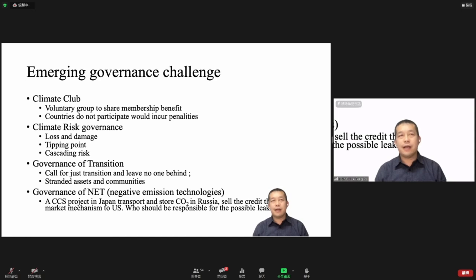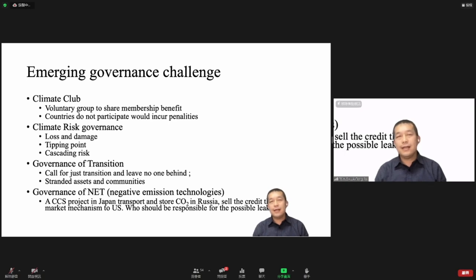And the second emerging challenge is climate risk governance, where we see more and more debate on loss and damage and increasing climate risk on different countries, and especially the tipping points and the cascading risk. And sometimes the risk is very transnational. So how we can manage those risks across country boundaries is also an emerging topic. And also the governance of transition, that in the frame of the acceleration of transition, we have winners and losers, and we need to focus on a just transition and leave no one behind, especially the stranded assets management and stranded communities, which means the workers who lose their jobs during the transition. Those governance issues are also of emerging importance.